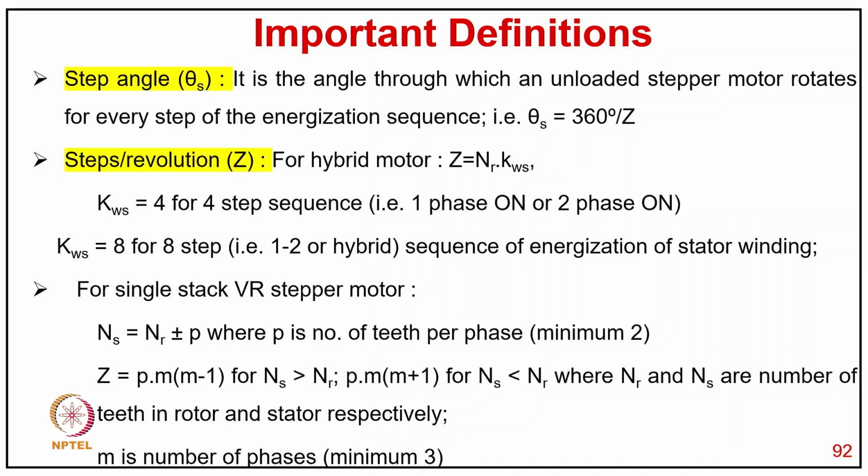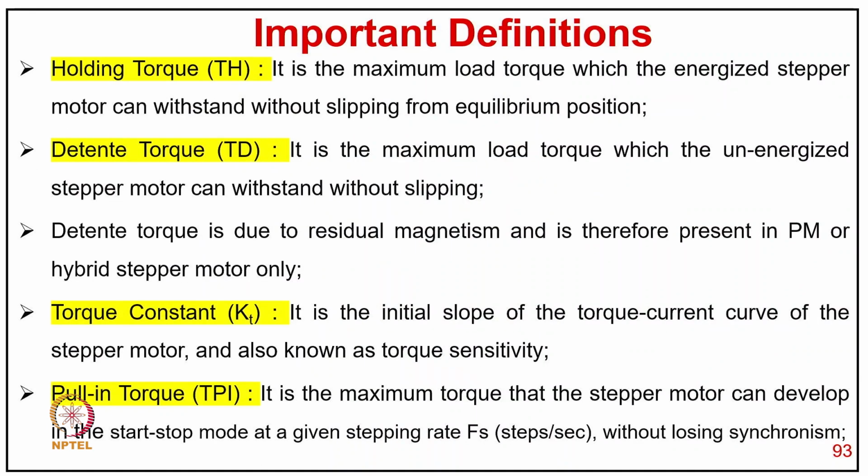So for a single stack variable reluctance motor, NS equal to NR plus or minus P, where P is the number of teeth per phase, minimum 2, and Z equal to P into M in bracket M minus 1 for NS greater than NR, and P into M plus 1 for NR less than NS, where NS and NR are the number of teeth on the stator and rotor assembly, and M is the number of phases, minimum 2, with 3 in the case of a variable reluctance motor.